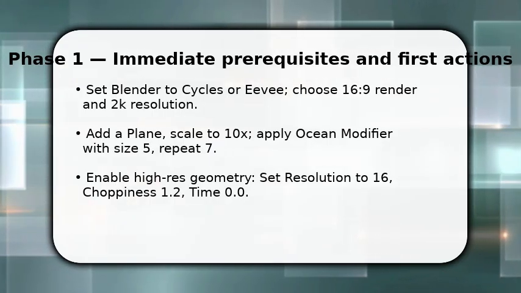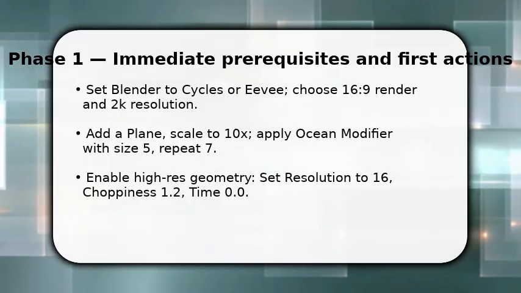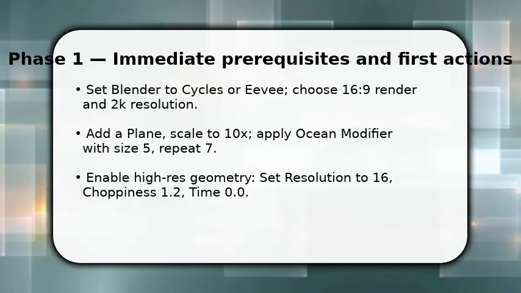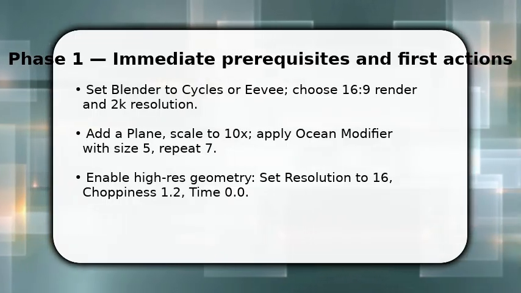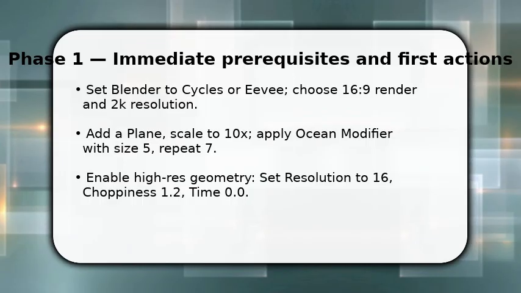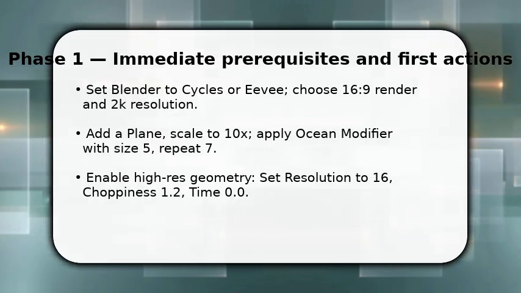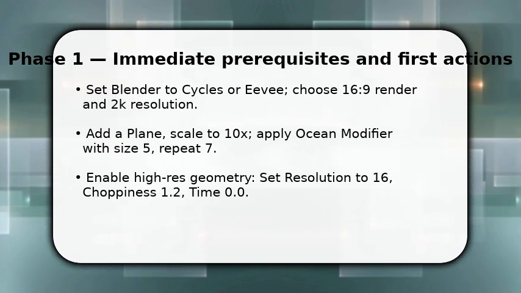Then add a plane, scale it to about 10x, and add the ocean modifier with size 5, repeat 7. Once done, increase resolution to 16 and choppiness to 1.2 so the geometry captures wave detail. This creates the sculptural foundation for shading and foam.